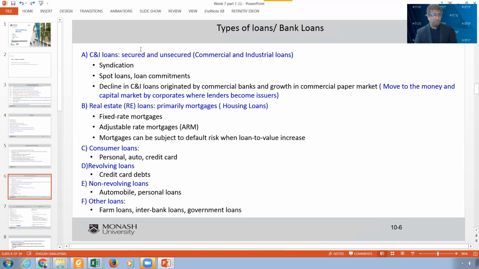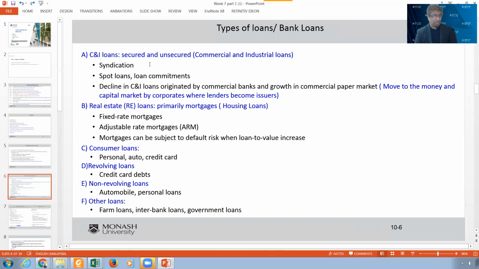This is the type of loans. We have commercial and industrial loans. This is for commercial and manufacturing companies. You can have secured and unsecured loans. Secured is when you have collateral.